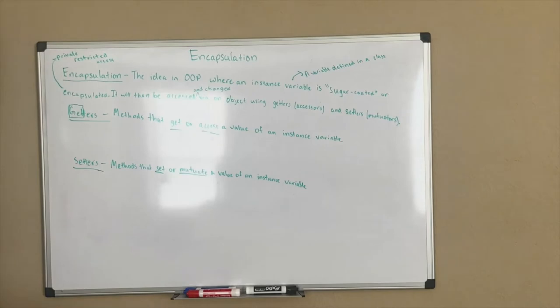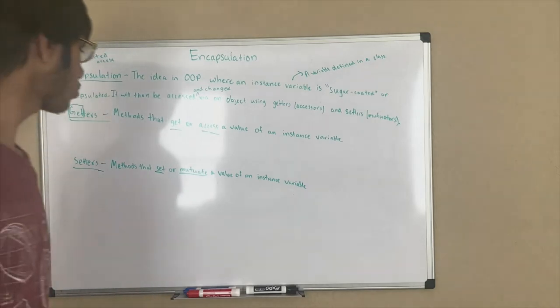You're just gonna hear College Board call them accessors and mutators, and you're gonna hear everyone else call them getters and setters. I can assure you that no one calls them accessors and mutators besides College Board. So it's important you know what either of those are. They're just synonyms, and once you practice, you start to understand that they're just the same thing.